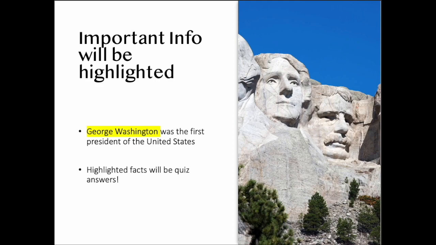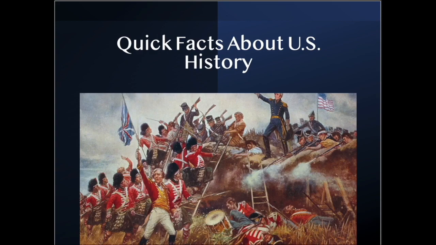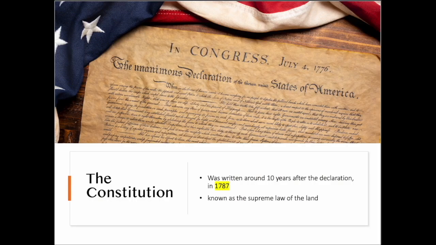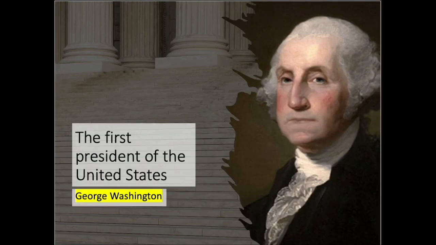Alright, let's get started with some quick facts about the US history, starting from our founding fathers and the founding of our country. Thomas Jefferson wrote the Declaration of Independence, and it was adopted July 4th, 1776, which is why July 4th is American Independence Day. The Constitution, which is known as the supreme law of the land, was written around 10 years afterwards in 1787. The first president of the United States was George Washington. That should be an easy one.